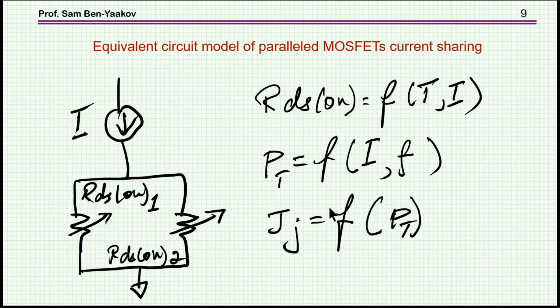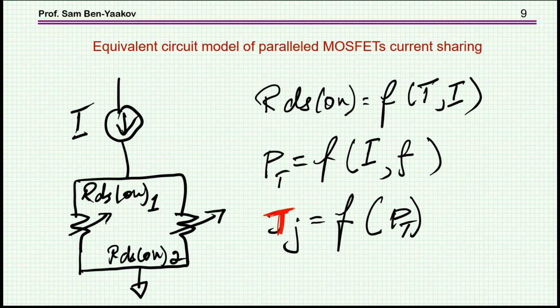So here's the model that we have. We have a current. I'm assuming two transistors just for simplicity. They have some RDS(on) which are different to begin with, although the same temperature behavior. RDS(on) is a function of the current and temperature. And then we have the power dissipation. Total power dissipation is also a function of the current, which is affecting RDS(on), and frequency. And then the temperature of the junction.